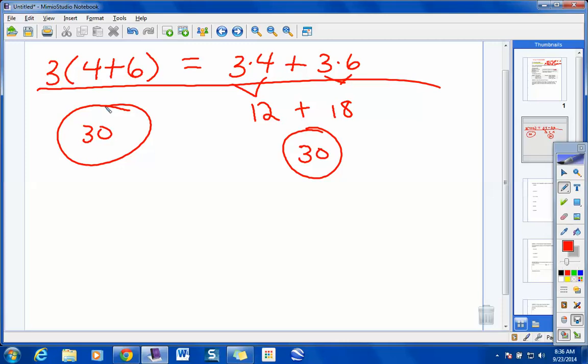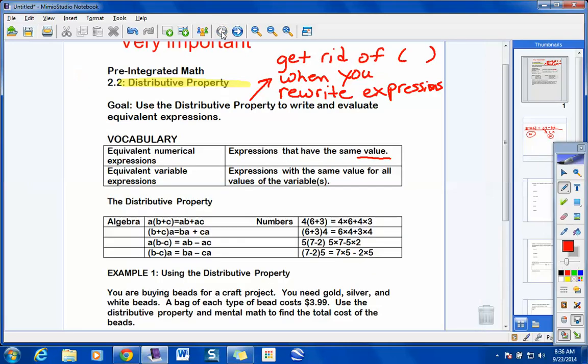All right? Then the other part of our vocab is this. We can have numbers in there. We can also have some letters. And that's where I get at with the equivalent variable expressions. These are expressions with the same value for all values of the variables. In other words, what is this going to have in it? It's going to have letters in it. All right? Okay, distributive property.